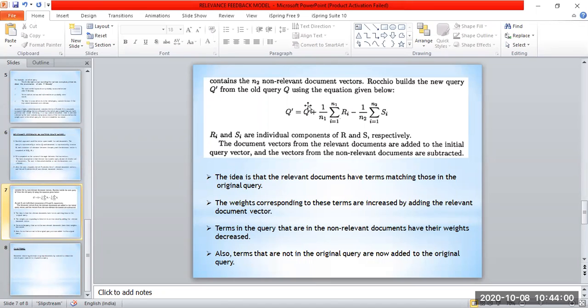So here you are doing two things. You are increasing the weight of the terms which are already there in the query, and you are adding new terms to the query from the relevant documents which are not there in the query. Okay, and coming to the non-relevant documents, the terms which are there in the non-relevant documents and which are there in the query, you are simply decreasing their importance or decreasing their weight, so that slowly you are deleting those words from the query.